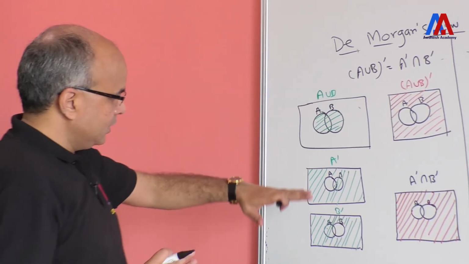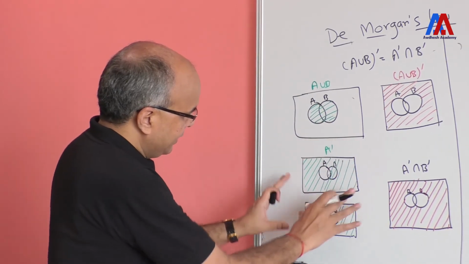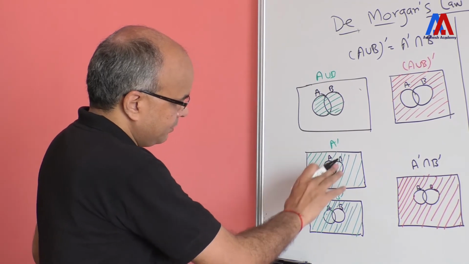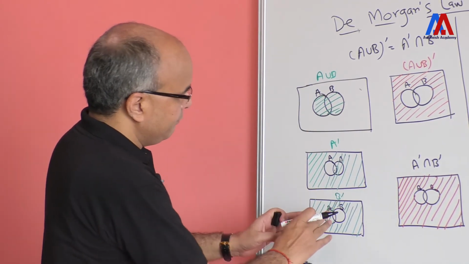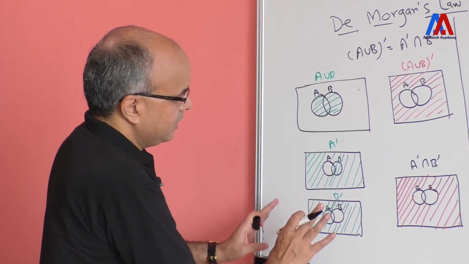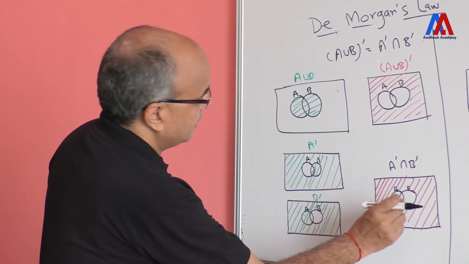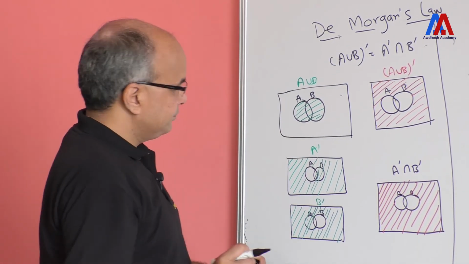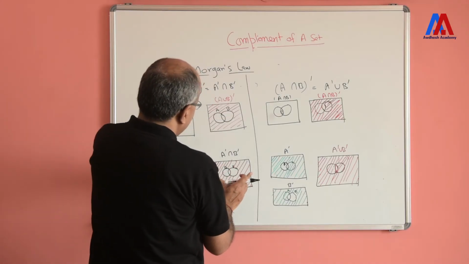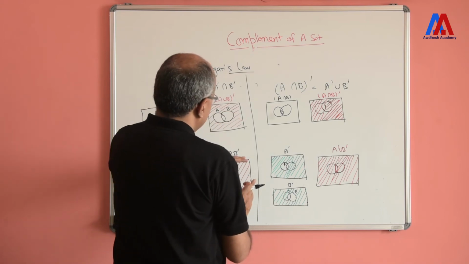Now we come to the right hand side. What is A dash? A dash means the area of the universal set other than A. So this is represented in this green shade. In the same way, B dash is represented by all the area outside the set B. Now if we take the intersection of that, we find that the intersection will be this. And therefore we can see that the two sets are one and the same, and hence we can prove De Morgan's law, first theorem.